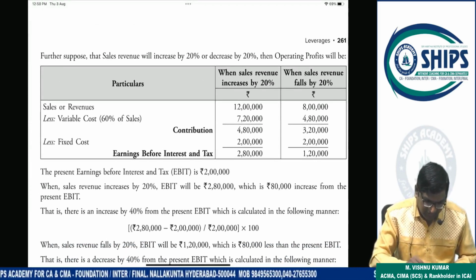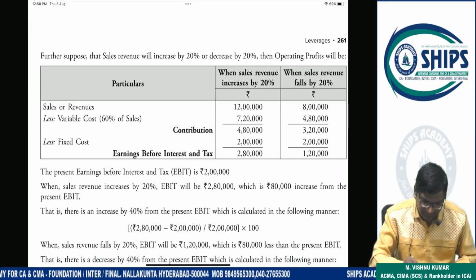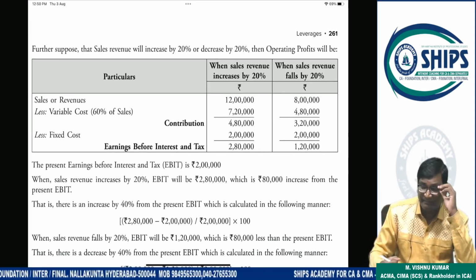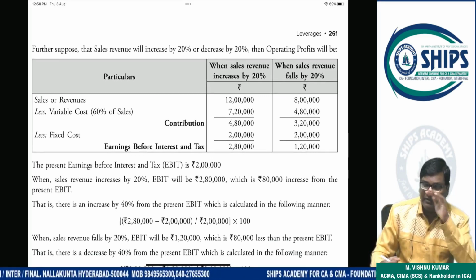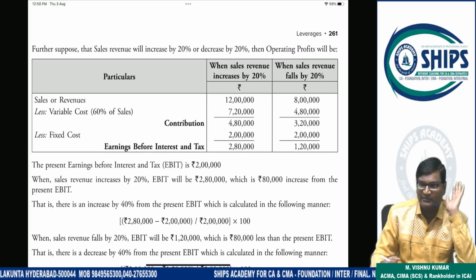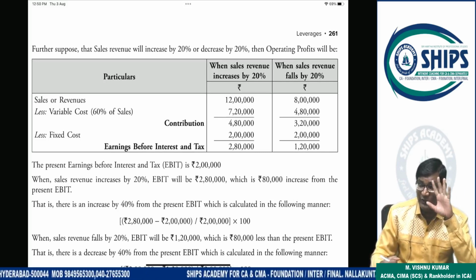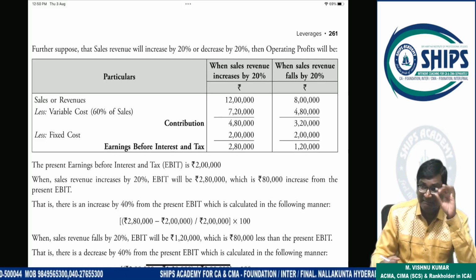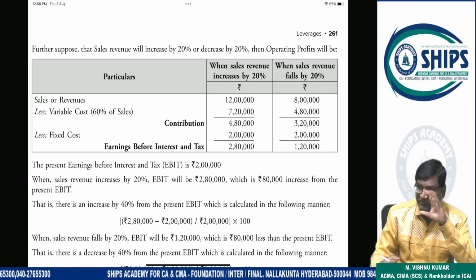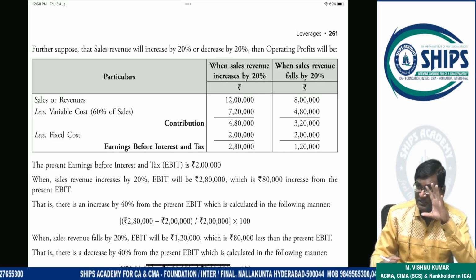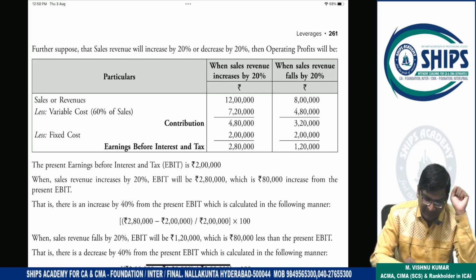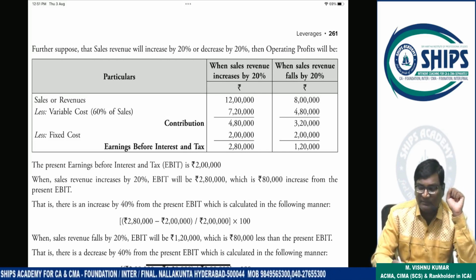Now suppose sales revenue increases by 20% or decreases by 20%. Two situations we are developing here. Okay. One is sales increase by 20%. Another is sales decrease by 20%. Because if you want to use second formula, percentage change formula, you need two situations. How many situations? Two situations. So if sales increase by 20% and if sales decrease by 20%.